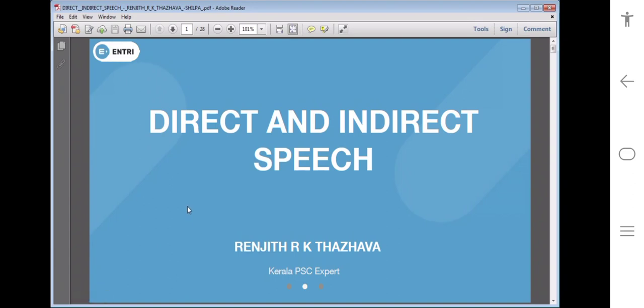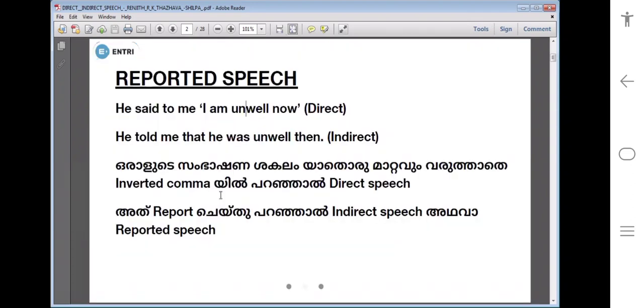Today, we are going to study direct and indirect speech, which is part of your syllabus. Here you can see reported speech. The speech which normally states something or reports something is called reported speech. Here you can see "I am unwell now." It is called reported speech because this sentence has been said by a person.